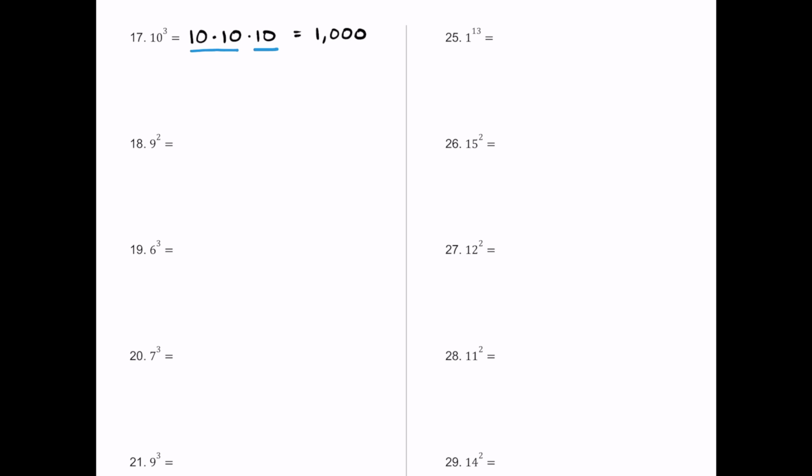For number 18, we have 9 squared, or 9 to the 2nd power, which is 9 times 9. 9 times 9 equals 81. So that's going to be the value here.